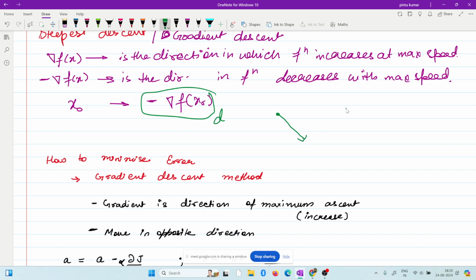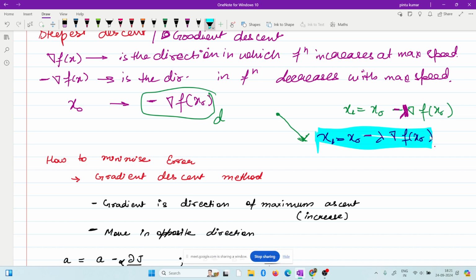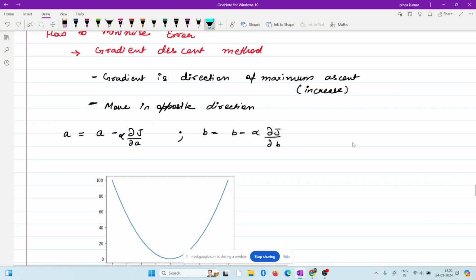So my x1 would be x naught minus gradient of f of x naught. But how much should I move in this direction? That I don't know. So let's say I move lambda units in that particular direction. Then gradient descent is just given by x1 is equal to x naught minus lambda times gradient of f of x naught. This method is known as the gradient descent method. You keep repeating this till you converge.